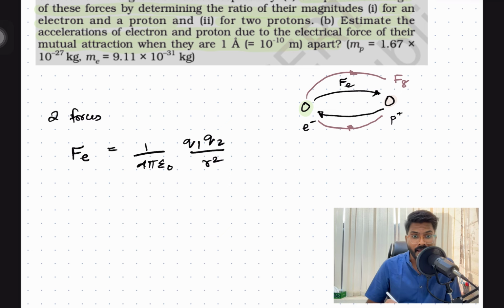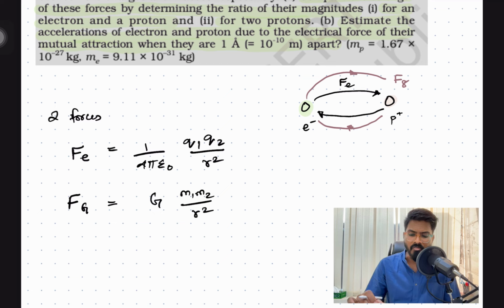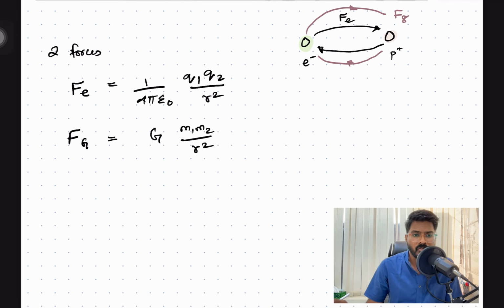Now if you look at the gravitational force, in the formula it looks very similar to this, which is force due to gravity, small g, capital G, whatever, is given by G into m1 m2 by r square. We have these 2 different formulas. Now this question is asking for a ratio of these forces. Let me keep it as small g. So we are looking at Fe by Fg.